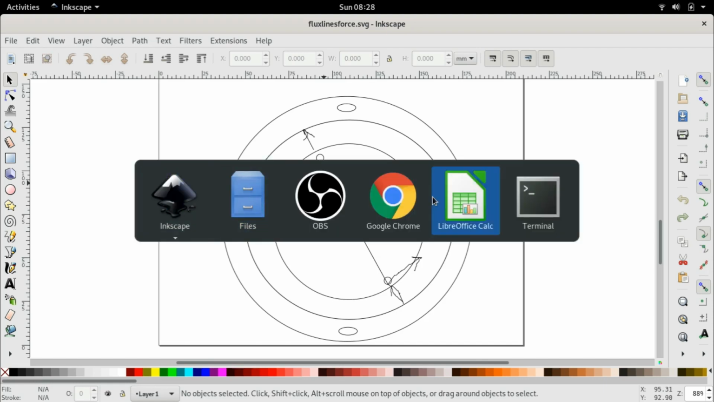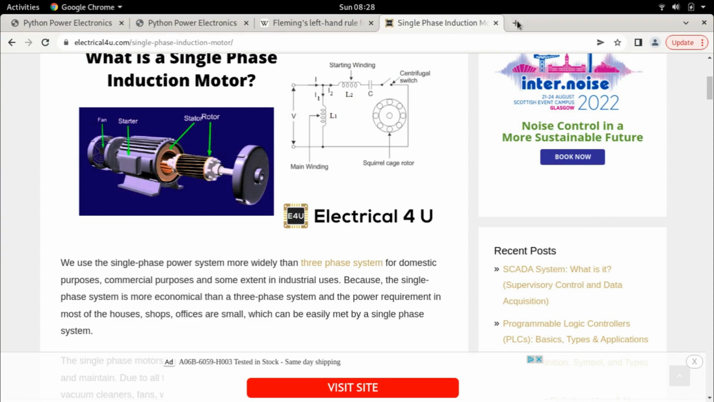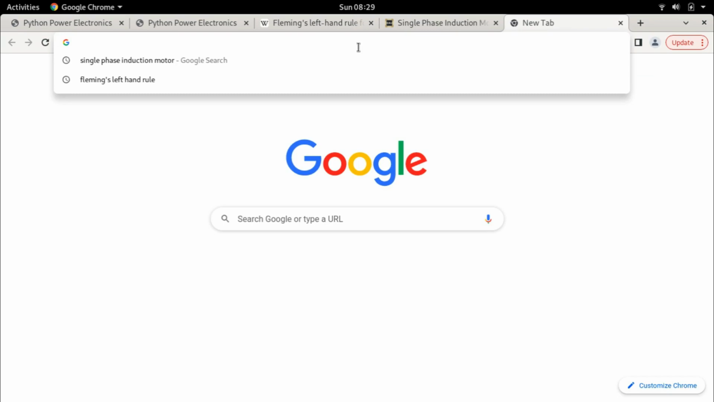Before we proceed to that, let's go back here to the browser and let me describe another concept which is called the cross product.